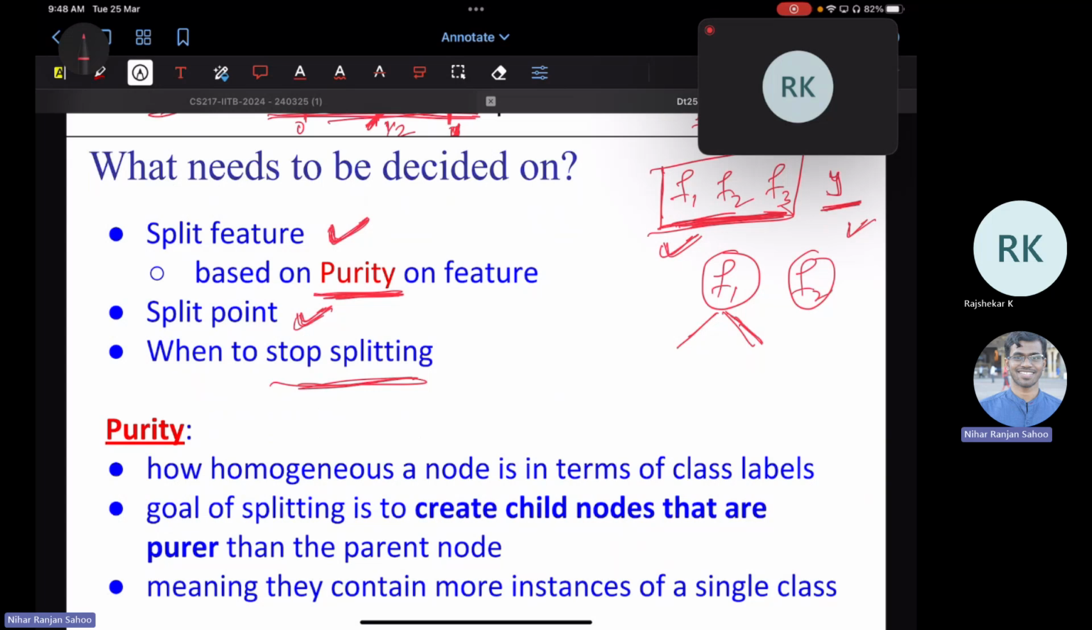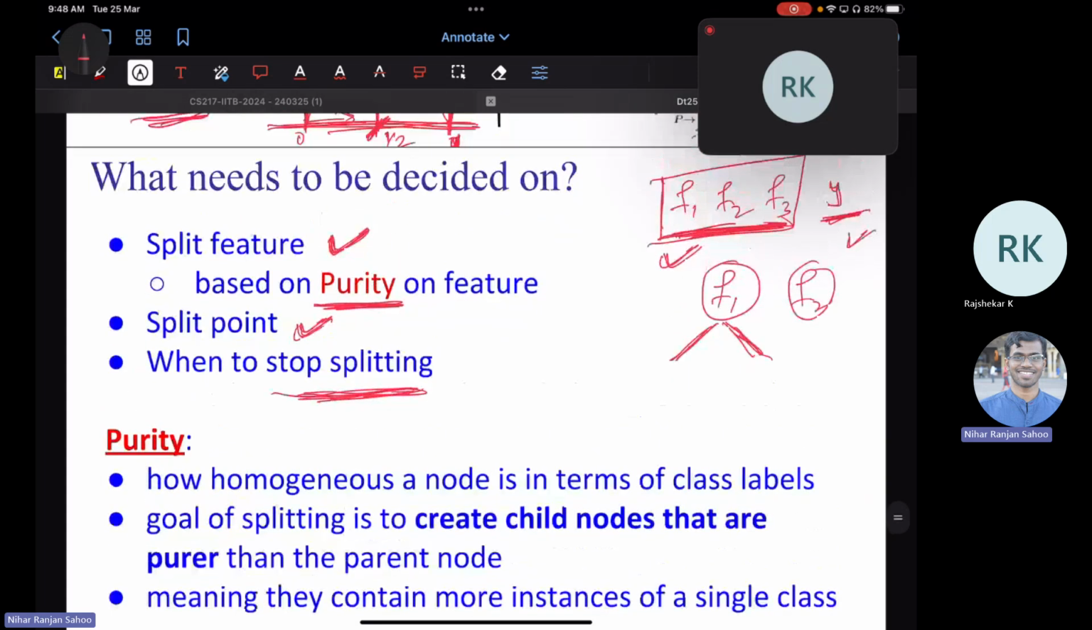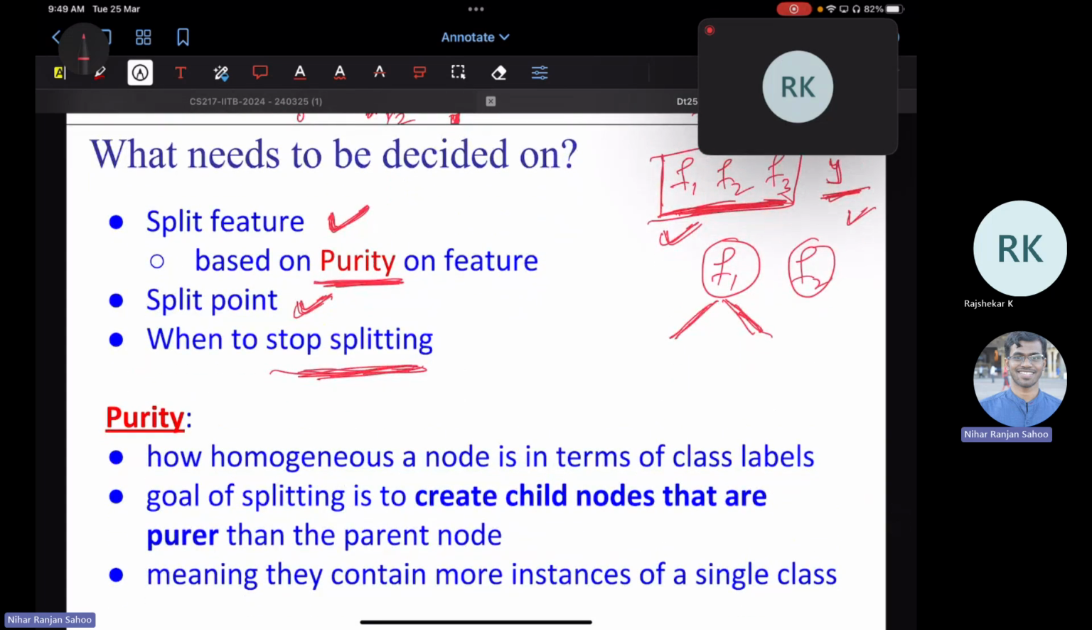If this feature is greater than 0.5, then we'll go to the left side or to the right side. That is how we traverse, and when we stop the splitting, we'll see what the corresponding Y label is, right? So what is purity? Purity is how homogeneous a node is. What do we mean by homogeneous?